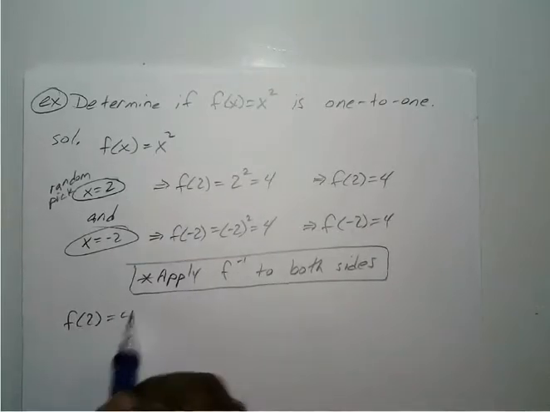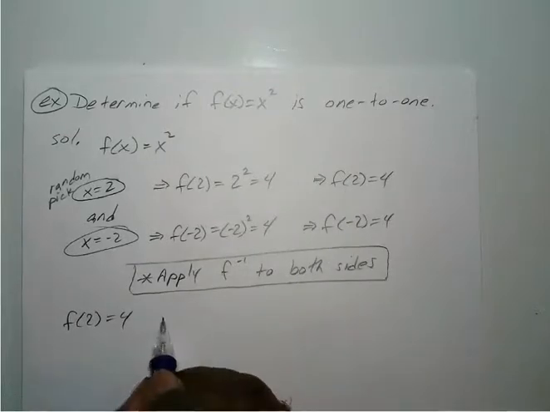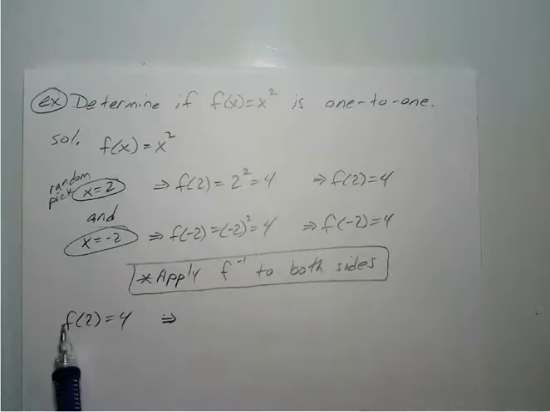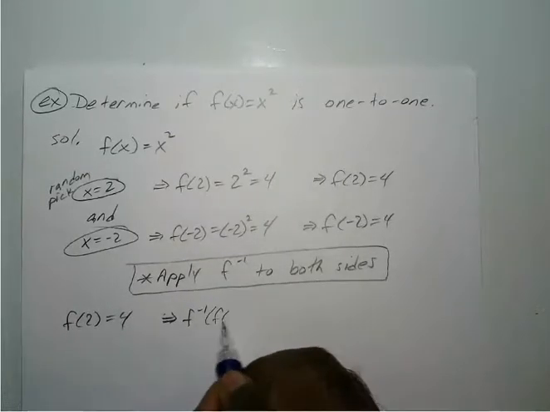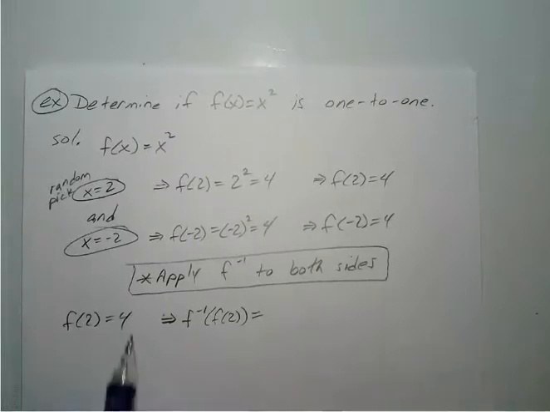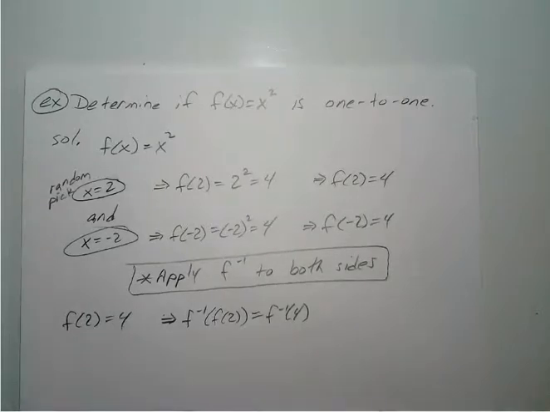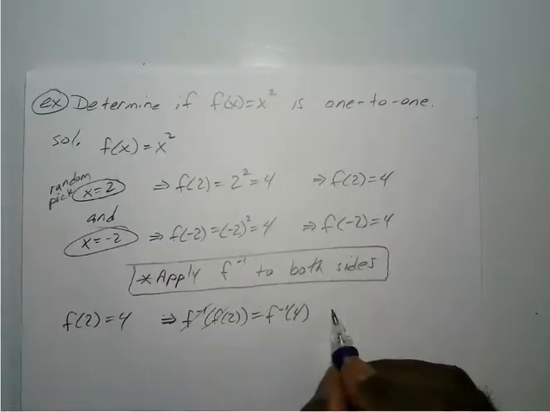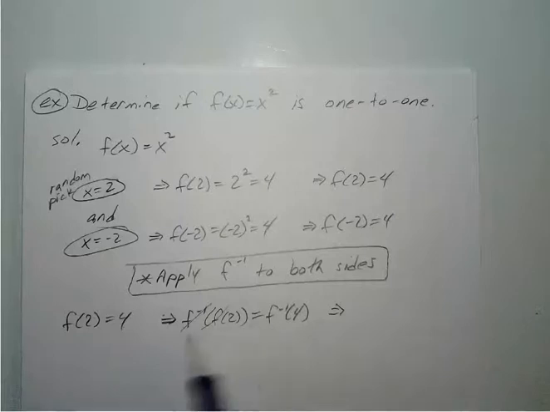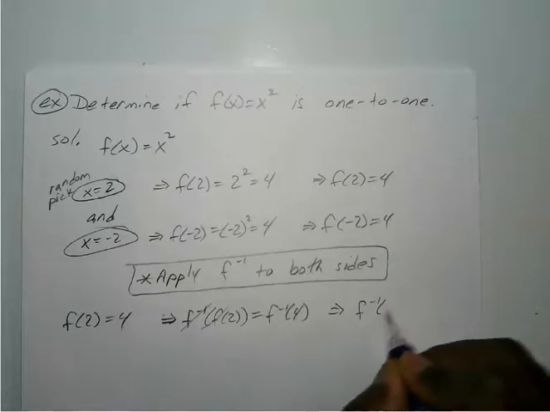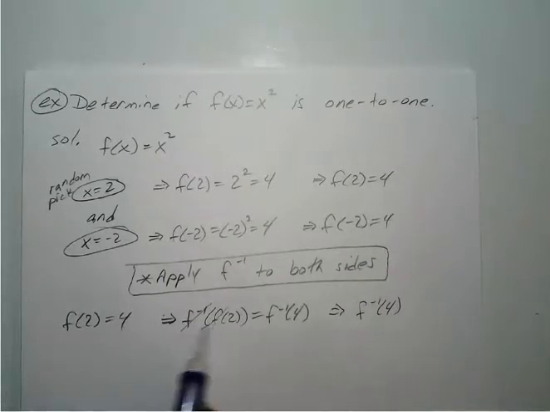f of 2 equals 4, that's what we're starting with. Now we're going to apply f inverse to both sides. So we have f inverse of the left side, which is f of 2, equals f inverse of the right side, so you have f inverse of 4. Now the function and the inverse cancel each other out. So I'm going to switch these up to have the inverse on the left. You have f inverse of 4 equals 2 once those two cancel out.